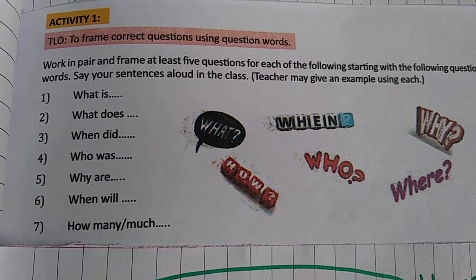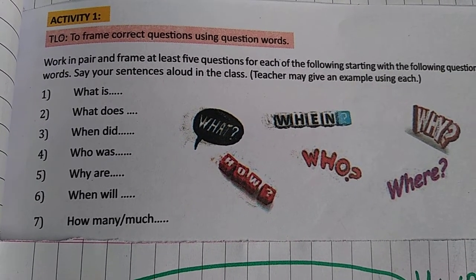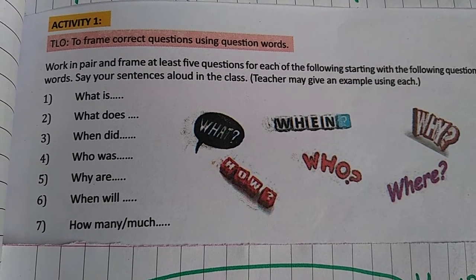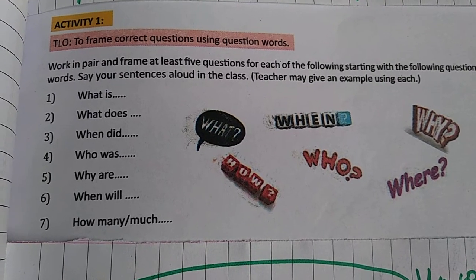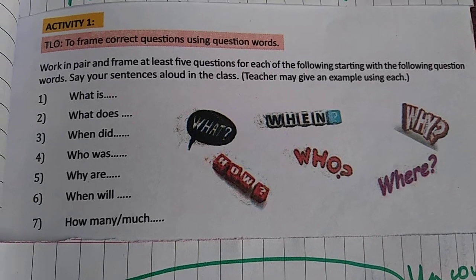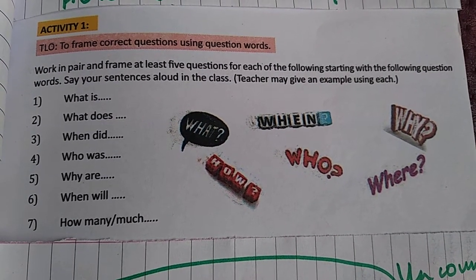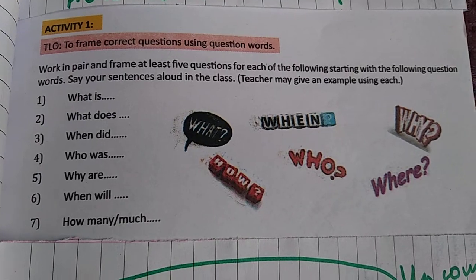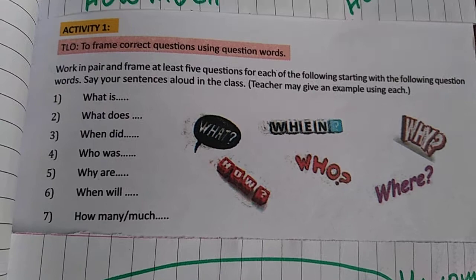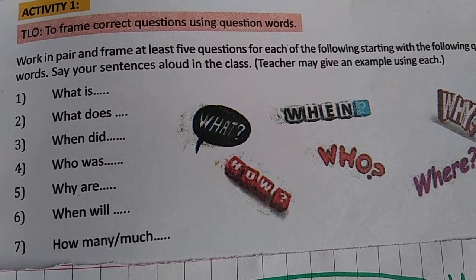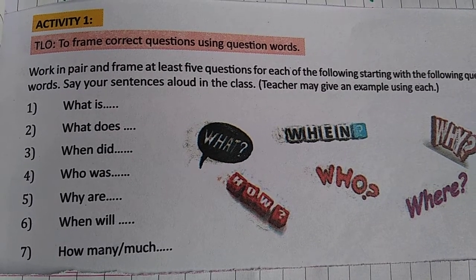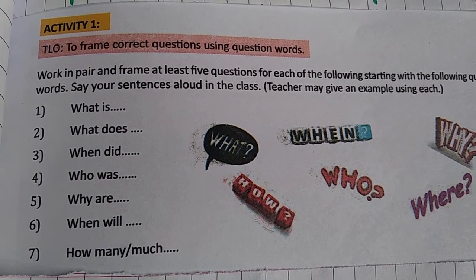I like what she wears. For example, here what is not used as a question word. But if you ask, what is your name? You expect one answer. An answer is expected. So this is a question word. What is your name? Next word, when.